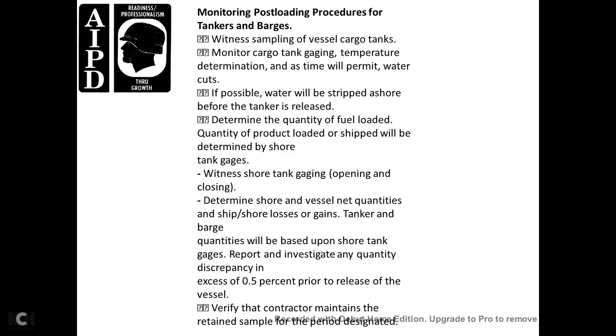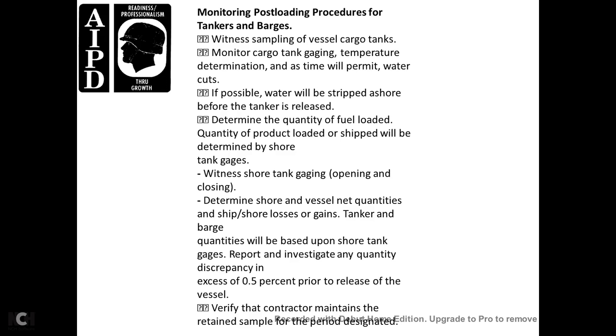Determine the quantity of fuel. The quantity of product on the ship will be determined by the shore tank gauges. Witness shore tank gauge opening and closing. Determine the quantity shipped from the shore and on the vessel. Lost gains in tanker and barge quantities will be based on using the storage tank. Report and investigate any quantity discrepancy in excess of 0.5% before releasing the vessel.